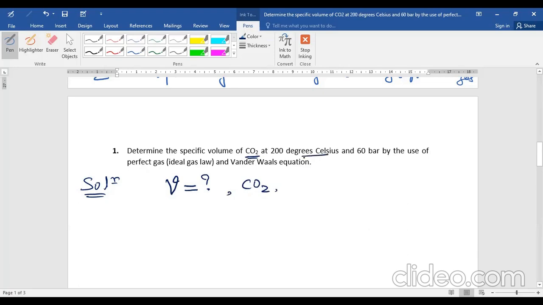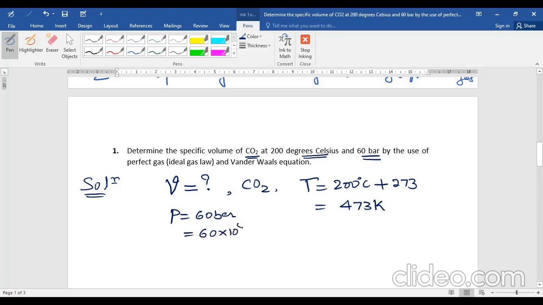The temperature is 200 degrees Celsius, converted to Kelvin, so here it is 473 Kelvin. And the pressure is 60 bar, so P is equal to 60 bar. We convert bar into Pascal, so we need to multiply by 10 to the power of 5. One bar pressure is equal to 10 to the power of 5 Newton per meter square, or 10 to the power of 5 Pascal.